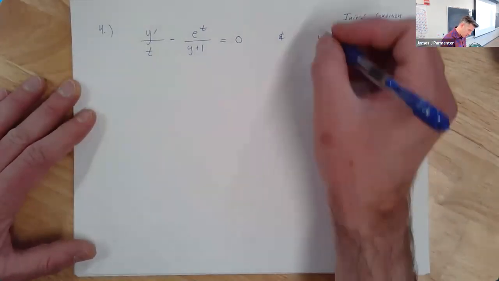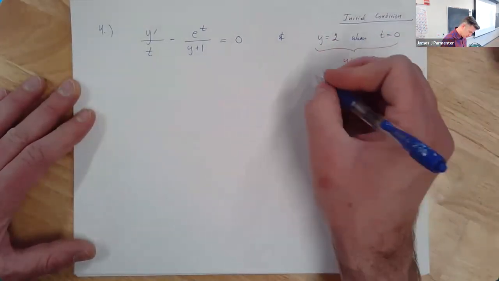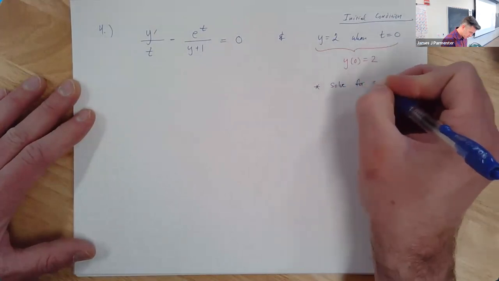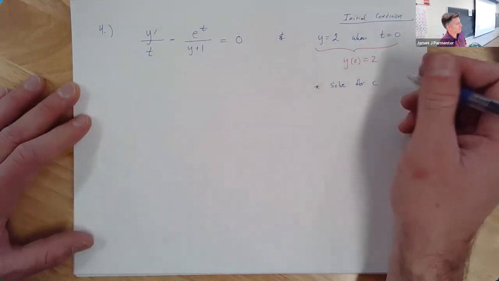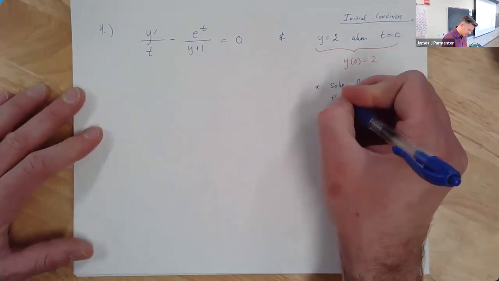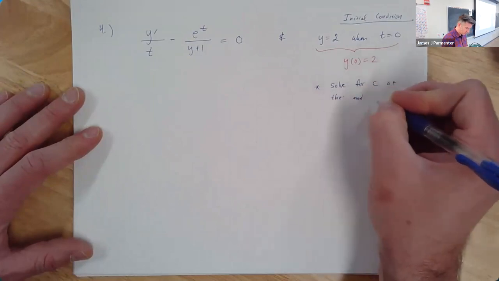So all this means is solve for c at the end. Well, so usually I would say solve for c at some point, usually at the end. But sometimes there's a better spot where we solve for c.